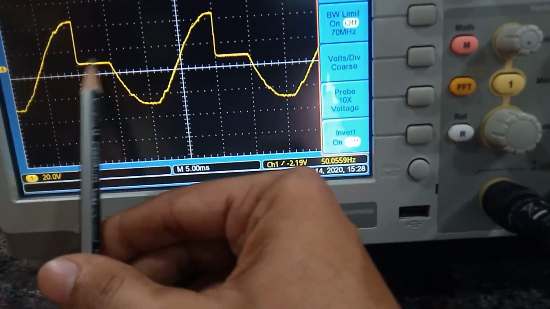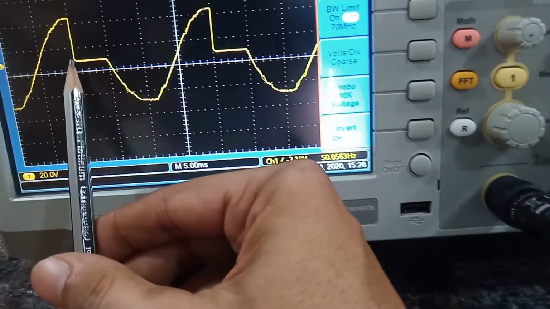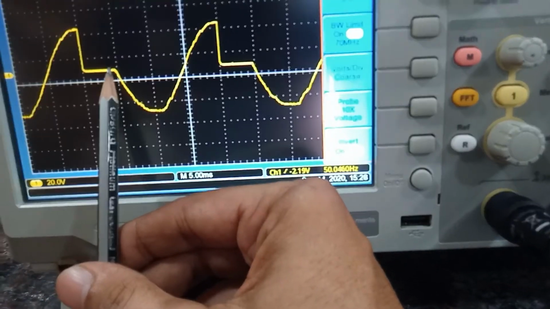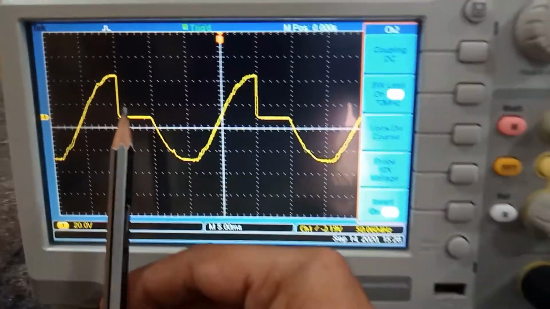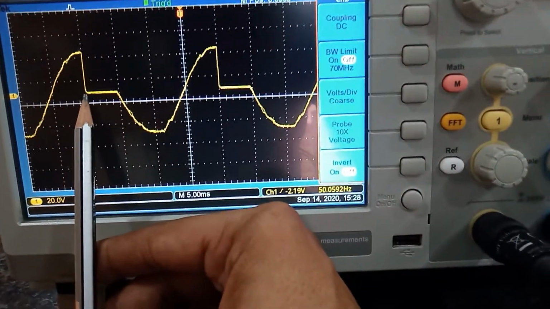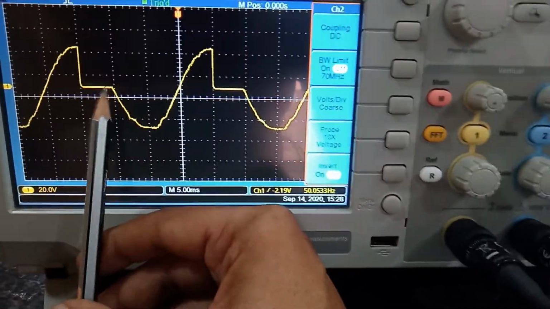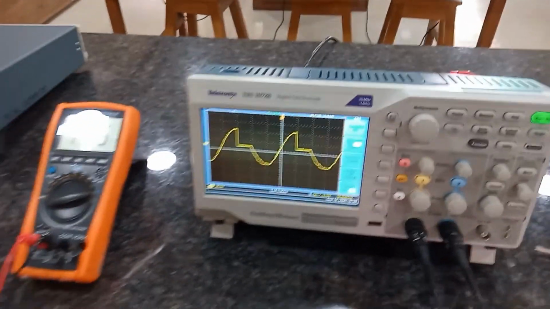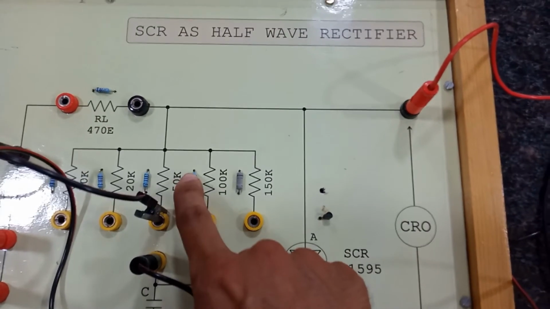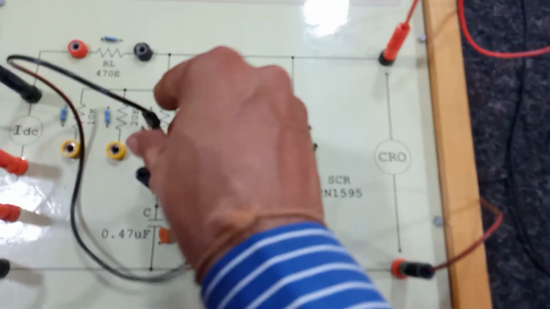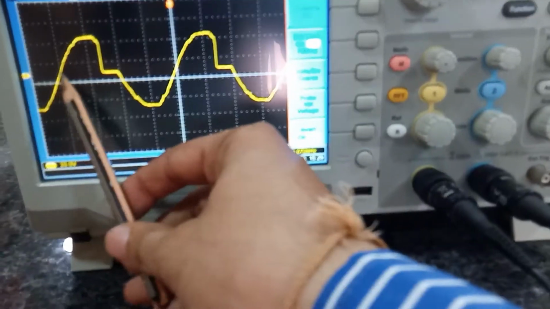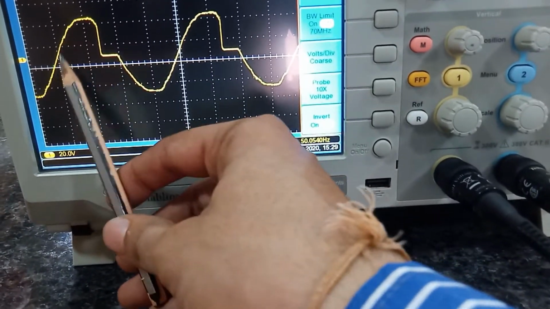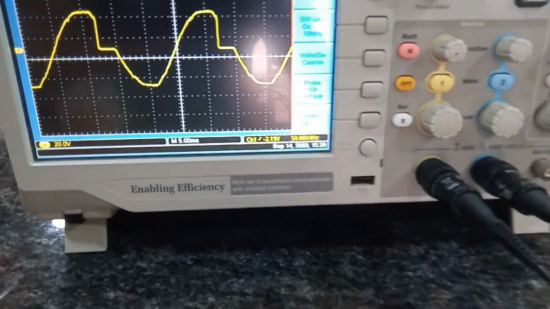The angle for which the SCR is conducting, that waveform will be converted to DC, and that we are not able to see over here. So this is nothing but the AC characteristics of an SCR, or the SCR as a half wave rectifier, right? We can change the 50 kilo ohms to 100 kilo ohms and 150 kilo ohms. If we go for 100 kilo ohms, the waveform again changes. The firing angle is more, the conduction angle is less, right?